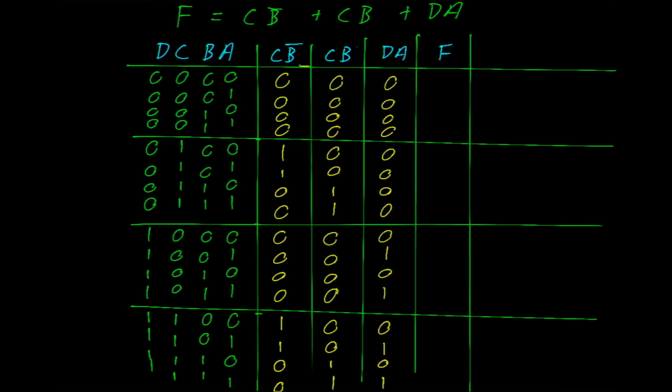And now for F, we look across these rows, and we're looking for a value of 1 in any of the 3 intermediate wires. Finding none, these are all zeros. Here we have 1s and 1s, so this becomes 1, 1, 1, 1. Here we have a 1 there, 0, 1, 0, 1, and finally 1, 1, 1, 1.